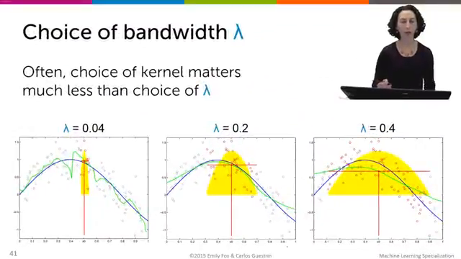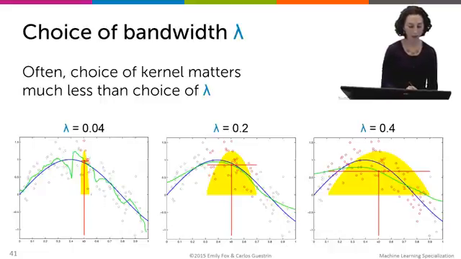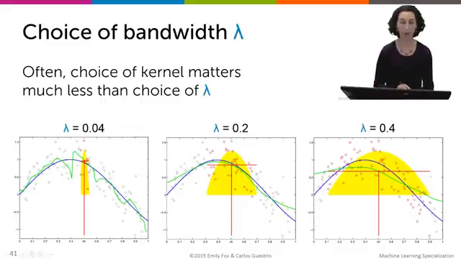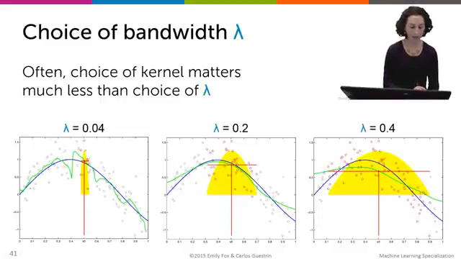So there are two important questions when doing kernel regression. One is which kernel to use, and the other is, for a given kernel, what bandwidth should I use? But typically, the choice of the bandwidth matters much more than the choice of kernel. To motivate this, let's look again at this Epanechnikov kernel with a couple different choices of bandwidths. And what we see is that the fit dramatically changes.